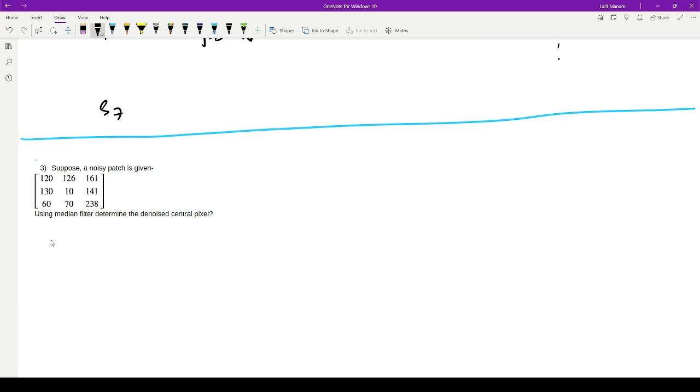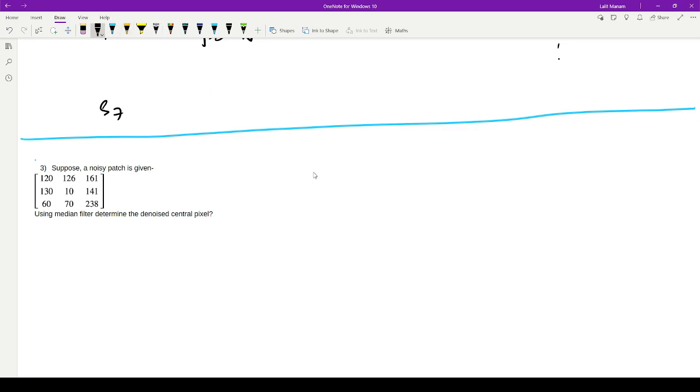So what is the basic intuition for the median filter? Because it won't take the lowest value or the highest value. Because it's taking a median value, it will neglect salt and pepper values, which are 255 and 0.